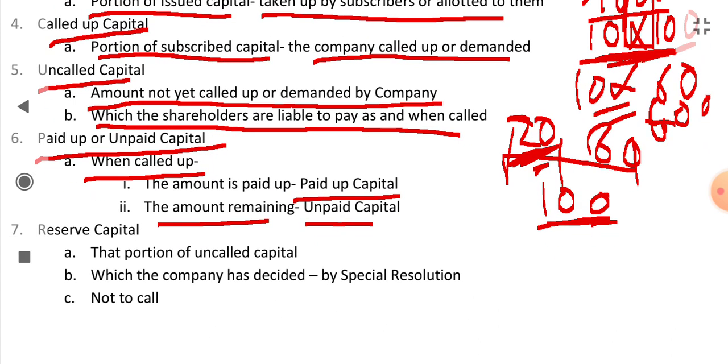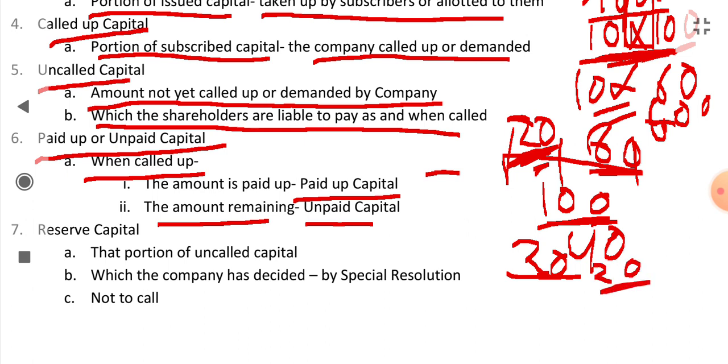Suppose now the 20 rupees have already been paid, the remaining amount is 80. Now out of 80 the company demands or calls 40 rupees, and the subscriber only pays 20 rupees out of 40. Then the paid up capital will be this 20 rupees, and the unpaid capital, which has not been paid out of 40, will be 20. So the amount remaining, 20, will be unpaid capital.